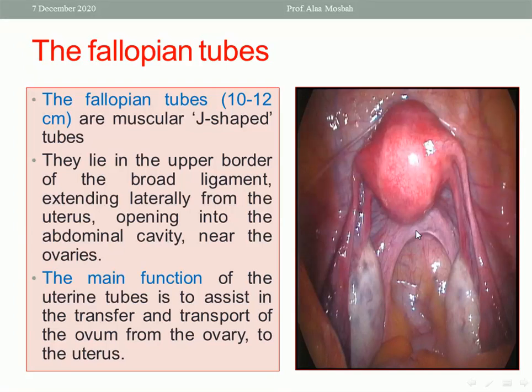So let us go to the fallopian tube, which is J-shaped, as you see in the picture here. This is the fallopian tube, the right one and the left one. 10 to 12 centimeters, lying in the upper border of the broad ligament, extending laterally from the uterus, opening into the abdominal cavity near the ovaries. These are the ovaries, the right ovary and the left ovary. The main function of the uterine tube is to assist the transport of the ovum from the ovary to the uterus.